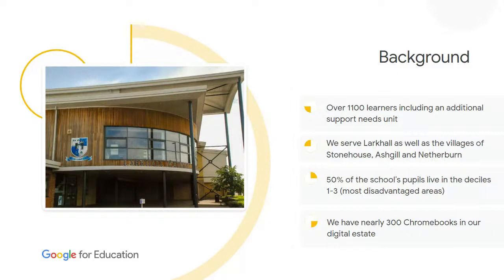And I think that presents us with some challenges in terms of equity, and it also presents us with some challenges in terms of their access to technology and the internet as well. And I'll speak a little bit about that. At the moment, we're not a one-to-one school, with about 300 Chromebooks in the digital estate, and that's continuing to grow. But I think there's a lot of demand for devices right now, so we'll have to see how quickly we can get them in the building.